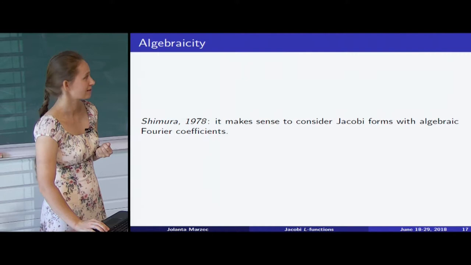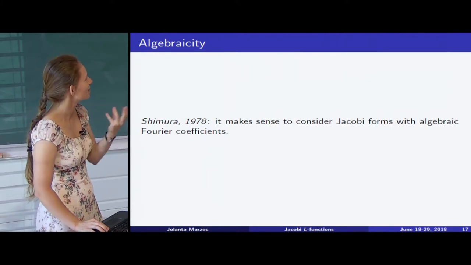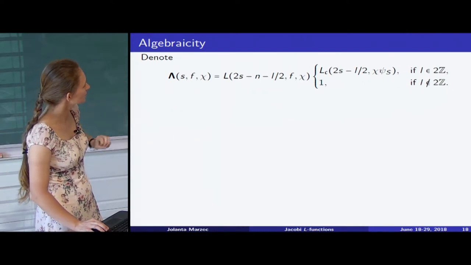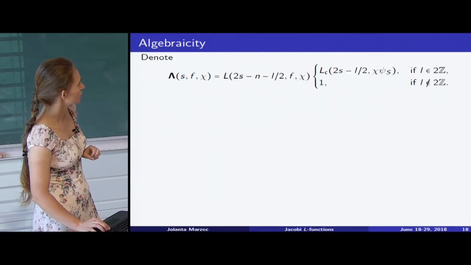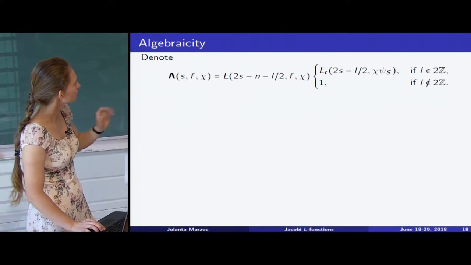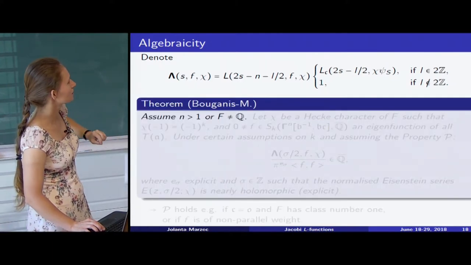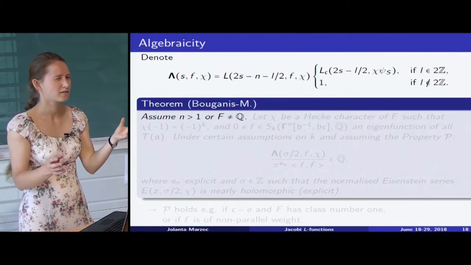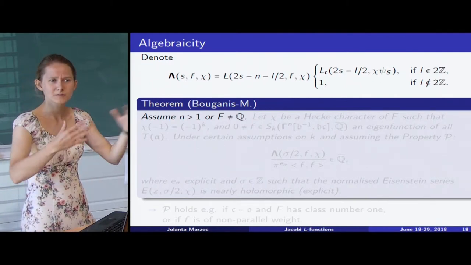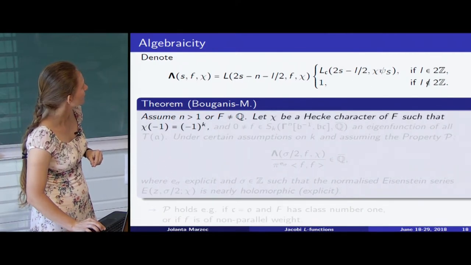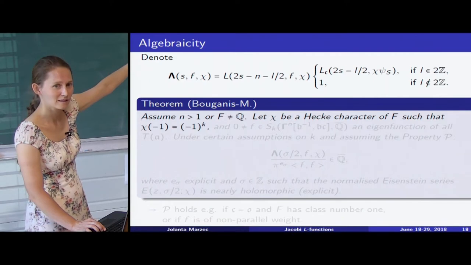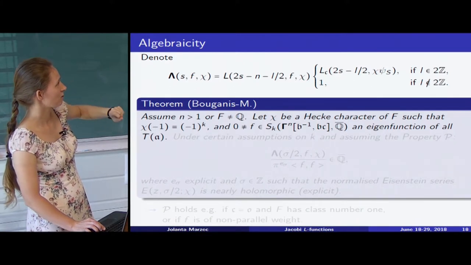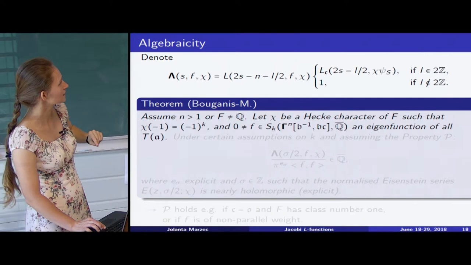However, it turns out that actually you can prove something. So if we denote by lambda the completed L function that we defined, then we are able to prove the following. Our base field can be either a totally real number field or Q. In case of Q, n has to be greater than 1 for holomorphicity reasons, but this can also be weakened. K is a Hecke character whose parity, again, matches the parity of the weight of the Jacobi form. We consider an eigenfunction of Hecke operators with algebraic Fourier coefficients.